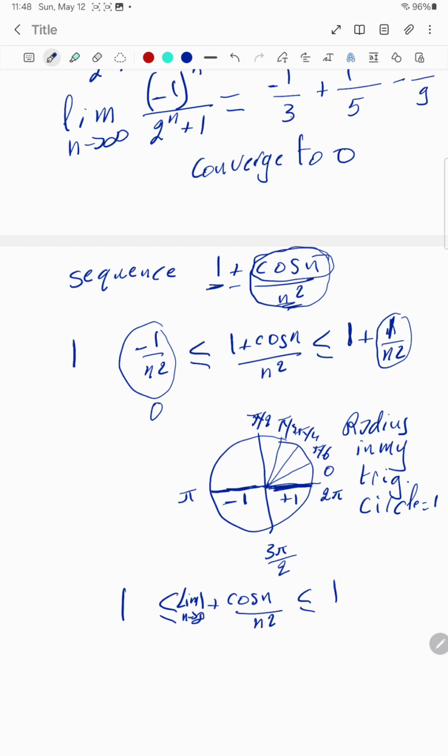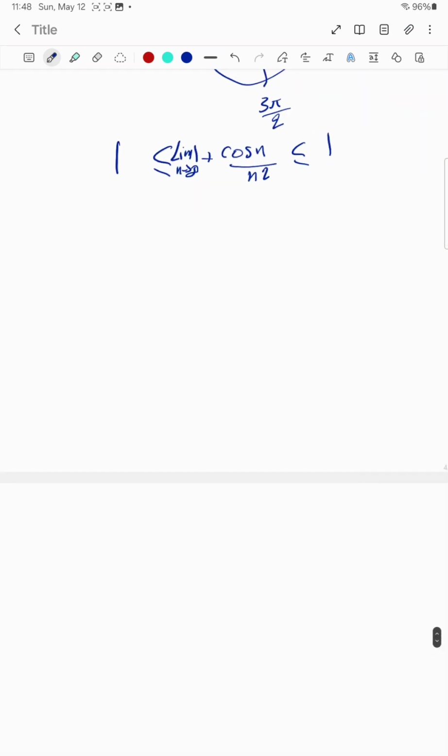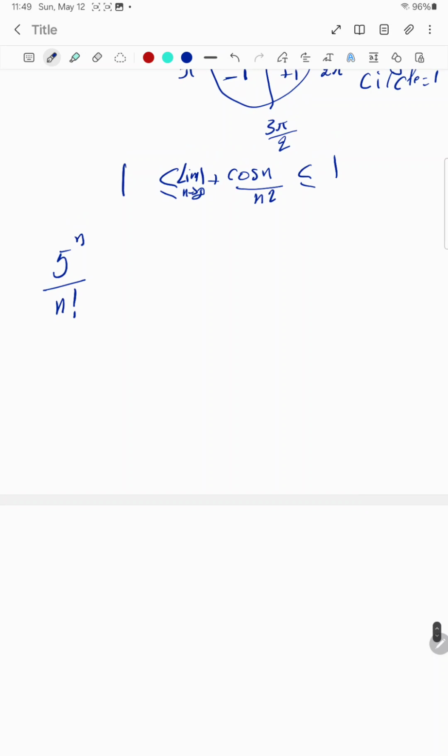Let's cover everything. Let's take another example. Let's take a sequence 5 to the power of n divided by n factorial. And let's say 5 factorial is 5 times 4 times 3 times 2 times 1. So you always decrease by 1 and then you multiply.